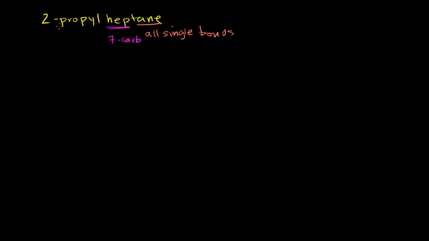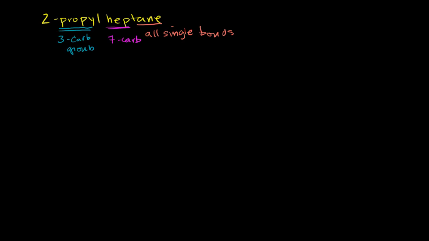7 carbons. And then what does this 2-propyl mean? Well, propyl tells us, what was the prop prefix? If methyl is 1, ethyl is 2, propyl is 3, butyl is 4. So this is a 3-carbon group. And it's going to be attached to the second carbon on the heptane.